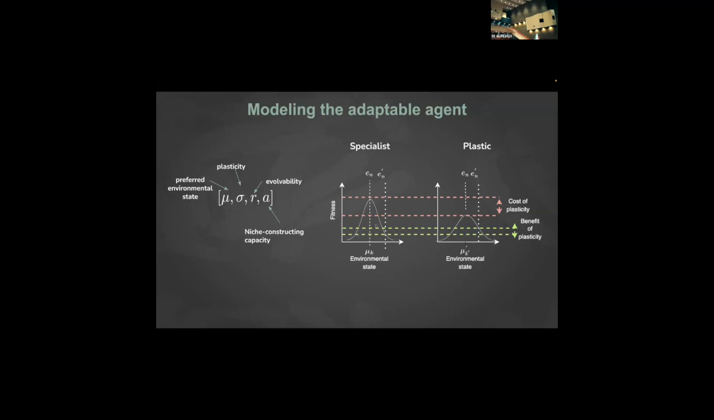And in this case, imagine we have these two agents and they have the same mu, the same preferred state, and they are in the same location in the environment. If the environmental state in that location is identical to their preferred state, then the specialist is going to have much higher fitness than the plastic one, which captures the cost of plasticity. But if for some reason the environmental state changes a bit and becomes different from the preferred one, then the plastic will outcompete the specialist, which captures the benefit of plasticity. And we model evolvability as basically the mutation rate, and we jointly refer to evolvability and plasticity as adaptability.